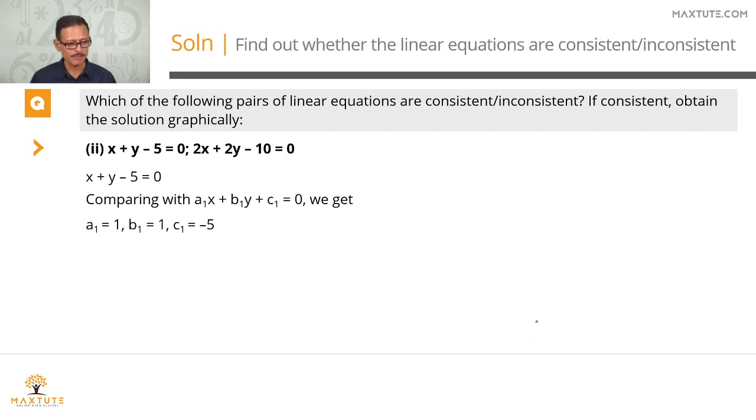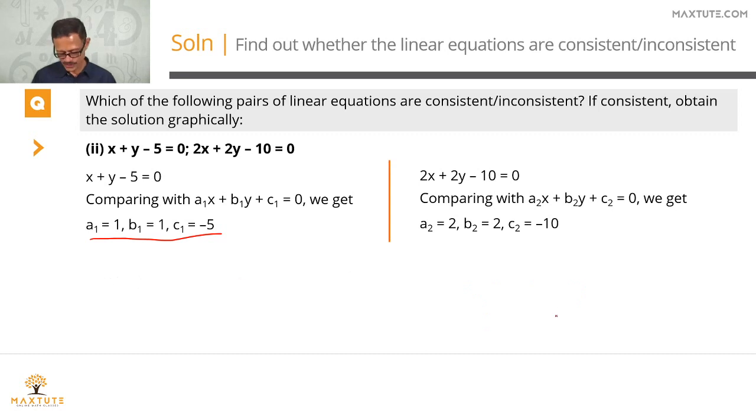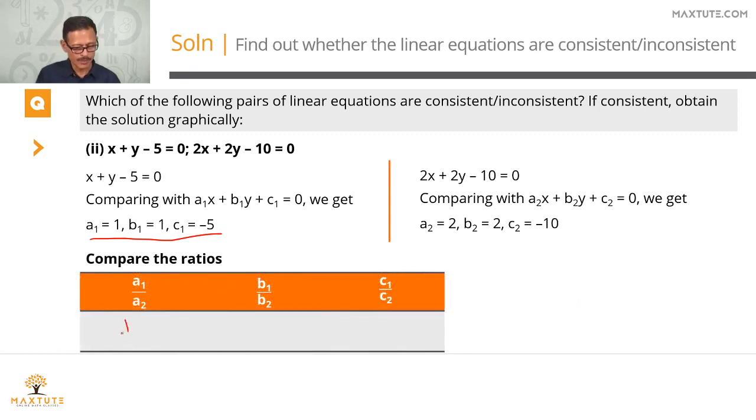Let's look at the second part. x plus y minus 5 equals 0, 2x plus 2y minus 10 equals 0. So A1, B1, C1 are 1, 1 and minus 5. A2, B2, C2 are 2, 2 and minus 10. Let's find the ratios. A1 by A2 is 1 by 2. B1 by B2 is 1 by 2. C1 by C2 is minus 5 by minus 10, which is also equal to 1 by 2. So we have A1 by A2 equals B1 by B2 equals C1 by C2. So we are going to talk about infinitely many solutions for it. This is going to be a case of coincident lines.